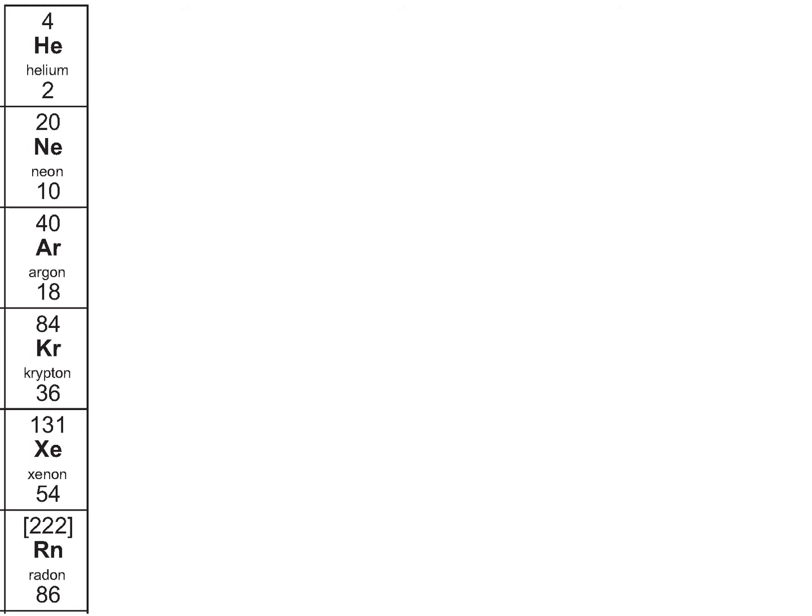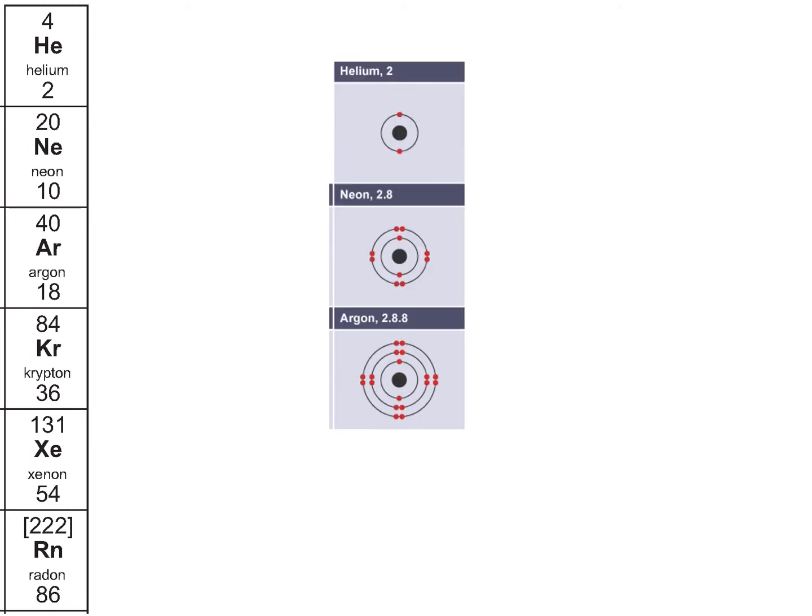Now let's look at group 0, the noble gases. The noble gases are extremely unreactive. A word that we use for this is inert. They do not easily form molecules. You need to know why they are unreactive. This is because they have full outer shells.